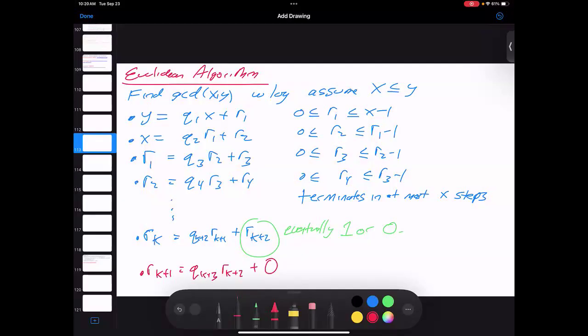Okay, why is this useful? If I have the greatest common divisor of X and Y, does everybody agree it divides X? The greatest common divisor divides X. What else does it divide? Y. And it divides any difference of X and Y. So what I will do is try to copy these.